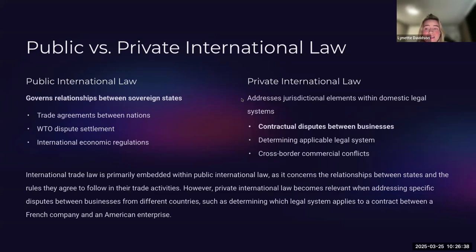International trade law is embedded within public international law because it concerns the relationship between the states and the rules they agreed to follow in trade activities, because there has been consensus made before. Now, private law becomes relevant when you have to address a dispute between different companies on a global level. And like mentioned before, the first step will be to determine which legal system applies to a contract. For example, when there's a dispute between a French company and an American entity. So this is different. And it's important to keep the difference in mind because public international law is about relations between different states and private law is between different companies, for example.